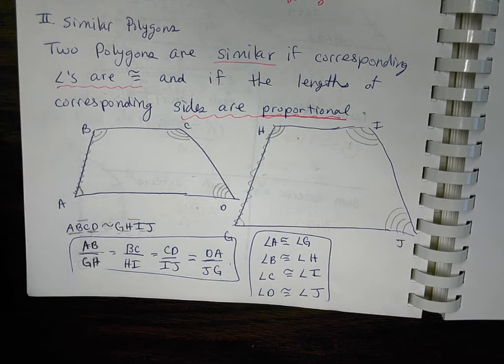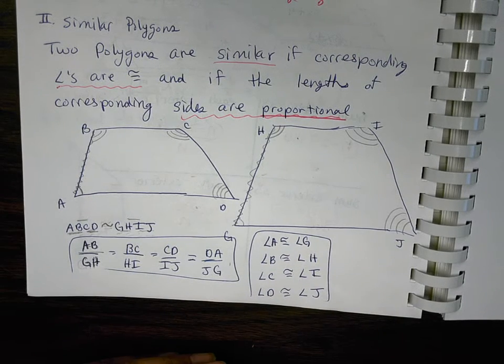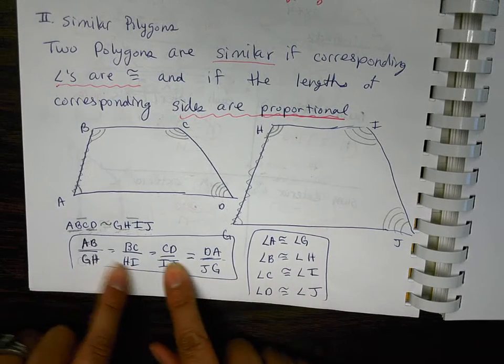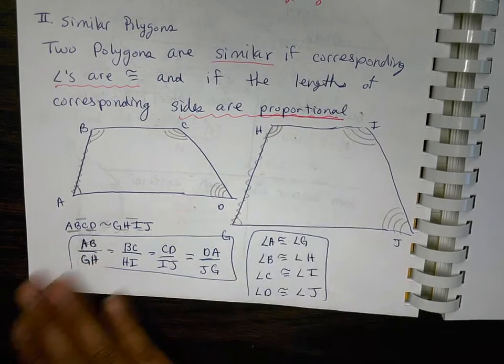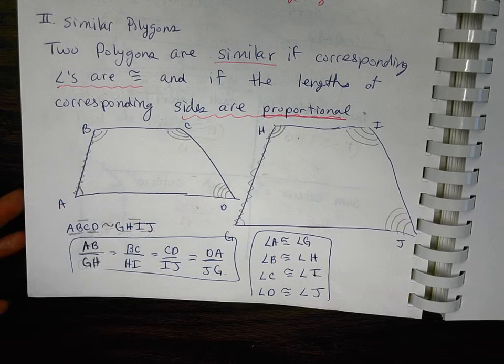We're not trying to prove, this is not a problem, this is just what it means to be similar. These two things happen. Corresponding angles are congruent, corresponding sides are proportional, not congruent. Okay. All right, so, go ahead.